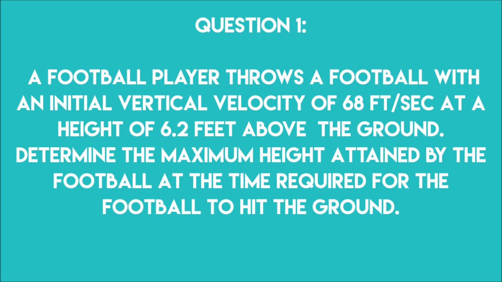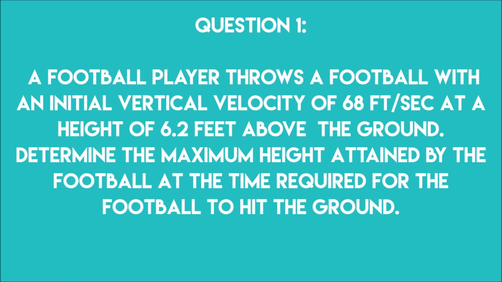The first question that's going to be answered is as follows. A football player throws a football with an initial vertical velocity of 68 feet per second at a height of 6.2 feet above the ground. Determine the maximum height attained by the football and the time required for the football to hit the ground.